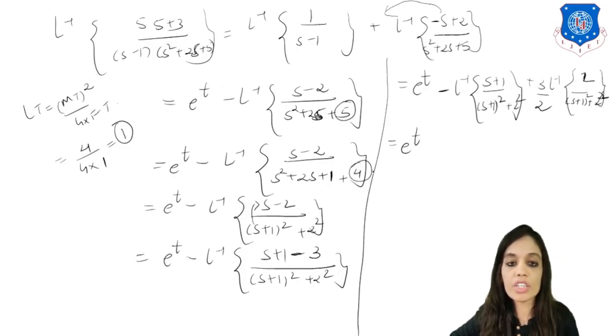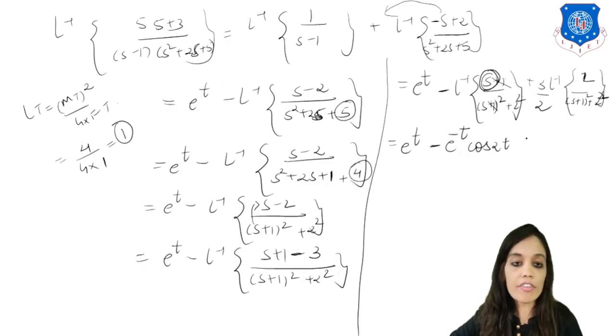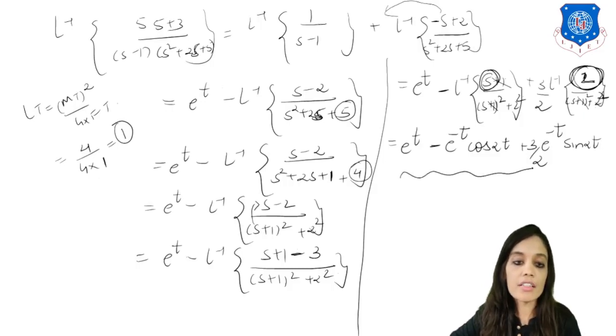So we will have e raised to t as it is minus, here we have s plus 1, so we will apply first shifting theorem, right? So take out this plus 1, so we will have e raised to minus t. Now we have Laplace inverse of s upon s square plus 2 square. In the numerator, s means what? We have to write cos 2t. Done. And finally here it will come plus 3 by 2. Remove this plus 1, so we have to write e raised to minus t. Now we have constant in the numerator, so what we will write? Sine 2t. So this is a very important example, and the final answer is this.